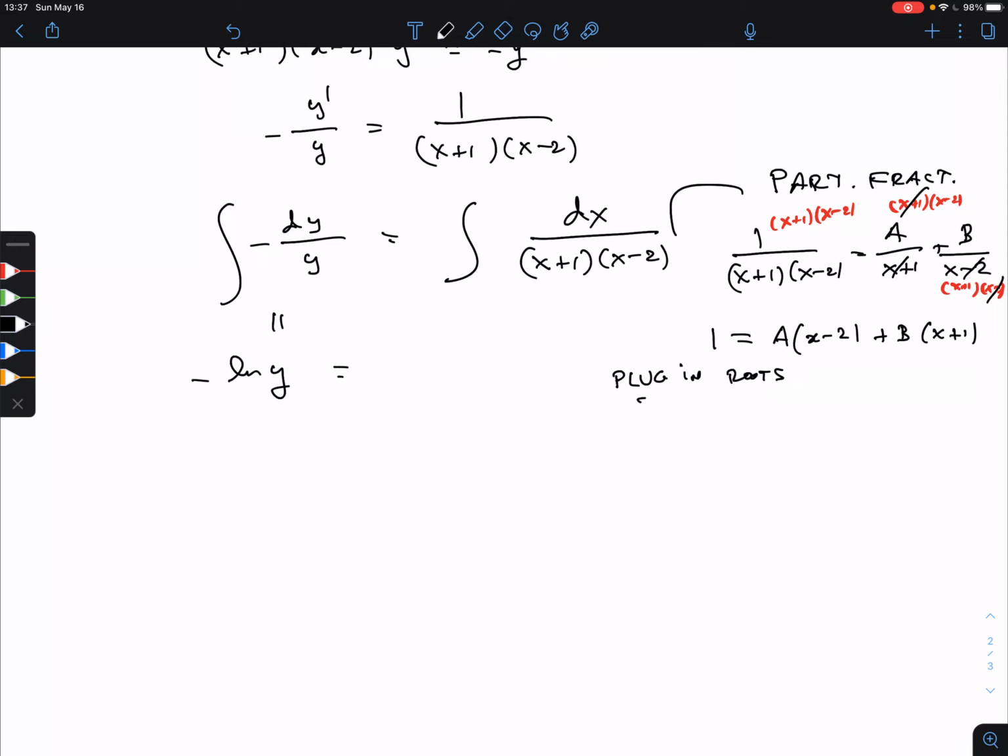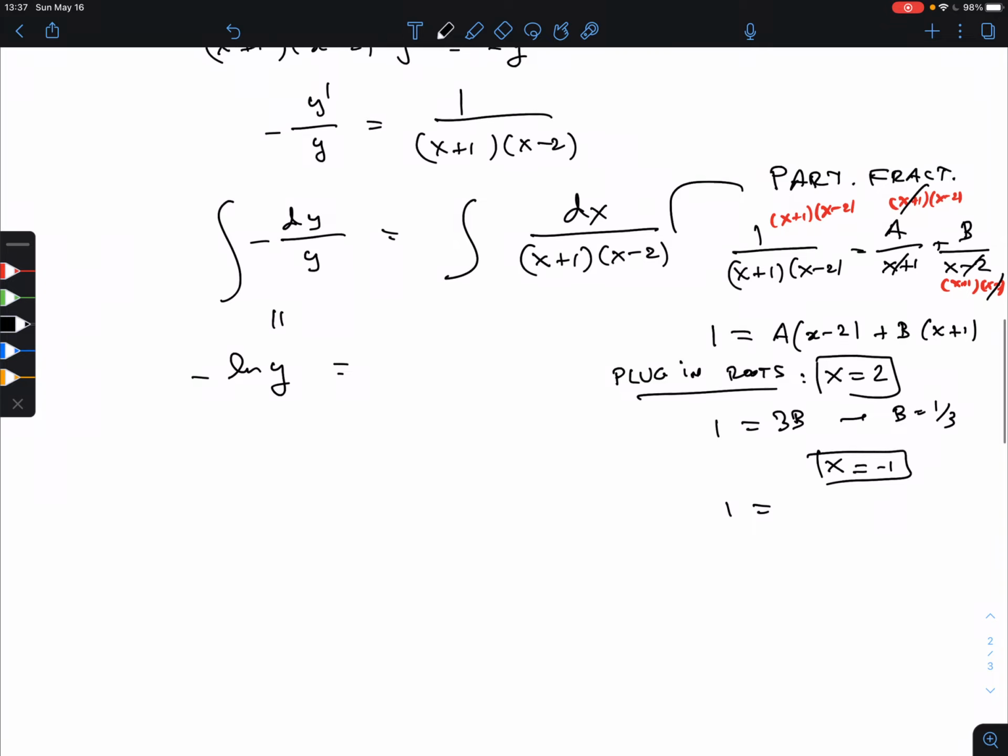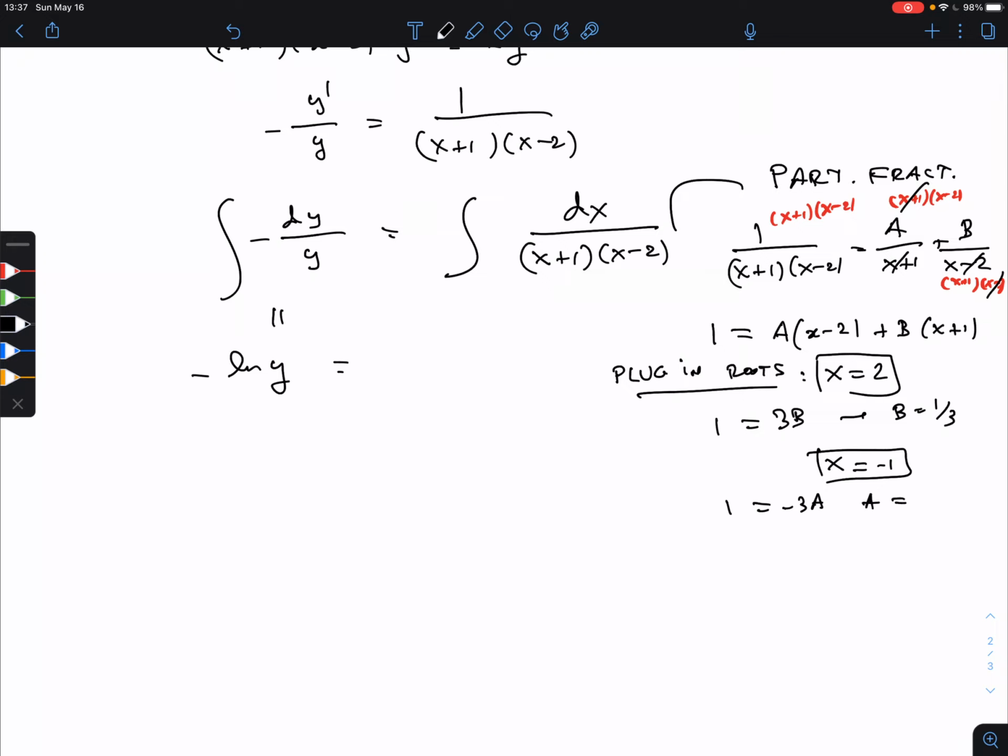Here we have enough roots. Sometimes you don't have enough roots, and then there are other techniques, but let's not consider this problem here. x is 2. That means that, of course, if I plug in x equals 2, on the left nothing happens, but on the right, the first term disappears, and I get 3b. So I see that b is 1/3. And if I plug in the root x equals minus 1, that's the other root, right? Then the second term disappears, and I get minus 3a. So a is minus 1/3. So where are we? This is equal to the integral of minus 1/3 over x plus 1.